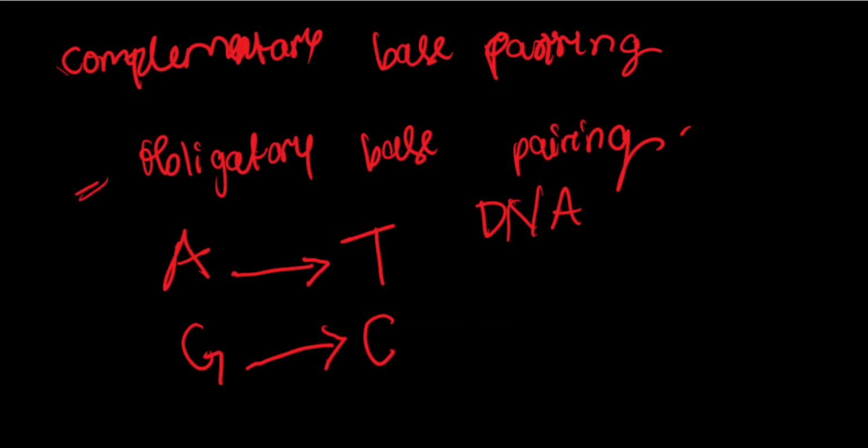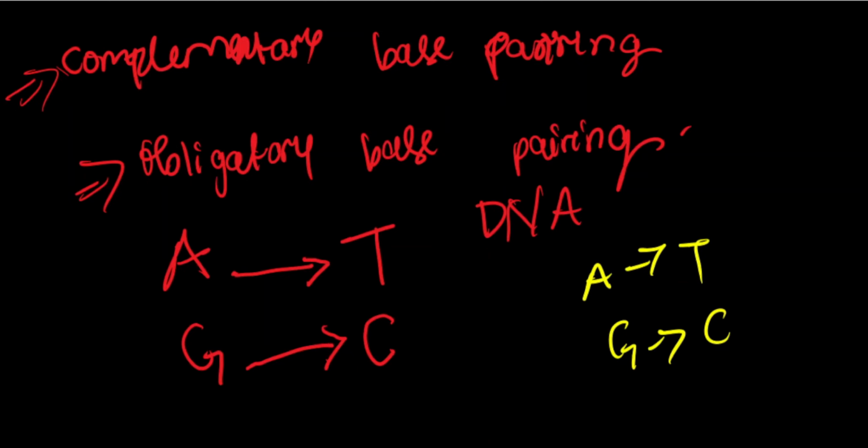Now, what exactly is obligatory base pairing? Obligatory base pairing is very similar to complementary base pairing, but when something is obligatory, it's a must, it's an obligation, it must be done. Obligatory base pairing has to do with the fact that adenine must always pair with thymine and guanine must always pair with cytosine. It's an obligatory base pairing.